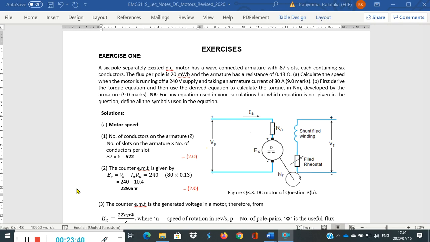Note well, NB, for any equation used in your calculations, but which equation is not given in the question, define all the symbols used in the equation. Well, because this was an exam question, you needed to define those.